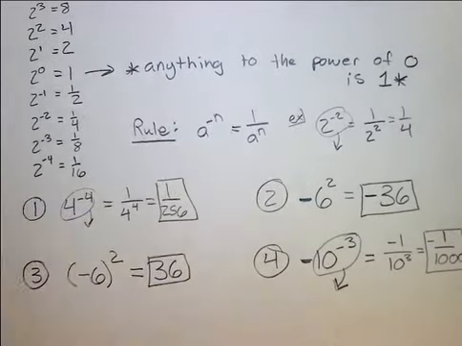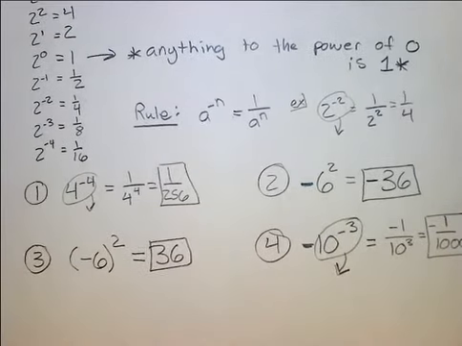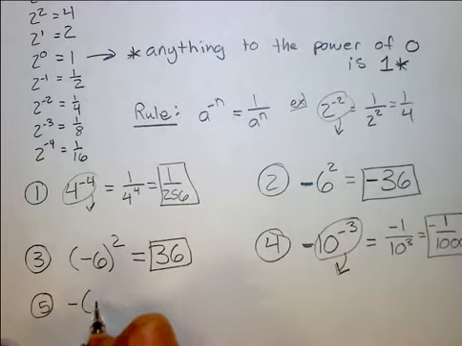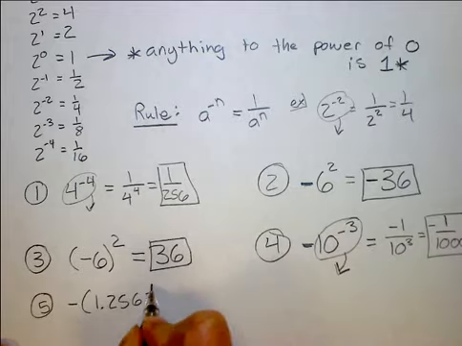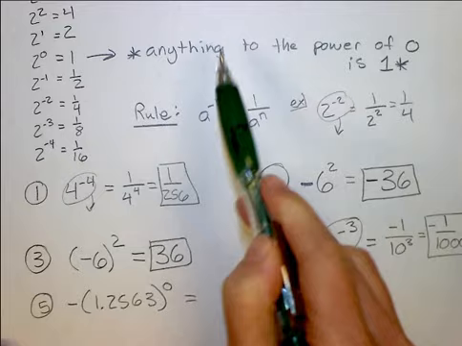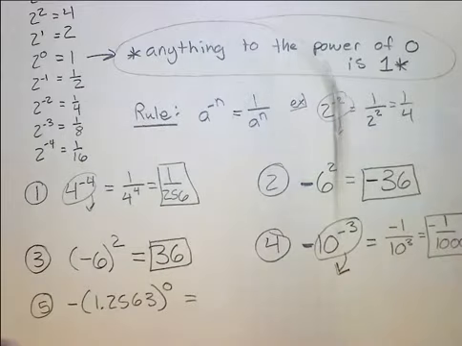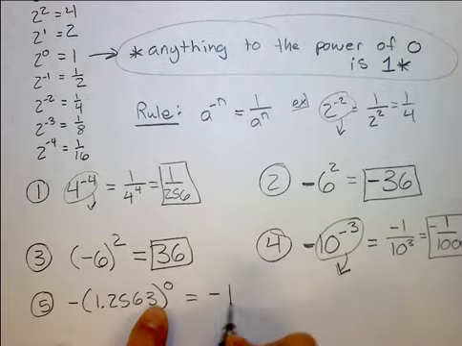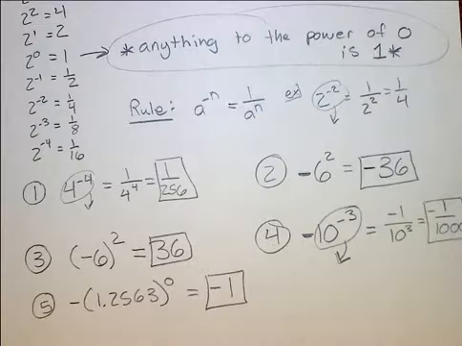as example number 4. Okay, then with number 5, we have negative, and then in parentheses 1.2563 to the power of 0. Oh, remember, anything to the 0th power is just 1. But that negative is not part of it. So we have negative still, and then what's in parentheses becomes 1, and this leaves us with our final answer of negative 1.